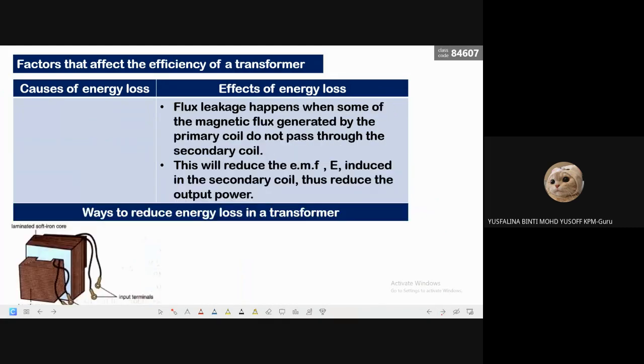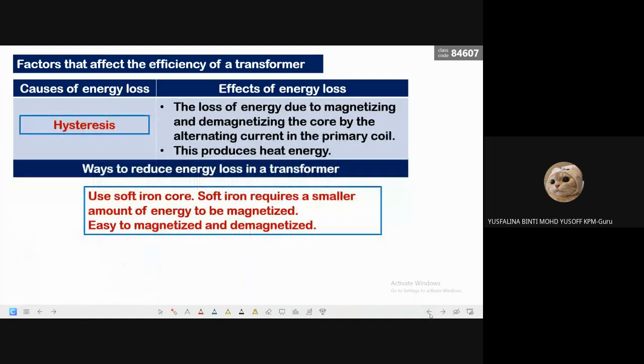Okay, then the next part is, oh sorry, hysteresis. Okay, the loss of energy due to the magnetizing and demagnetizing of the core by the alternating current in the primary core. This produces heat energy. Alright, for a soft iron core, when the current flows, it will be magnetized. Then when it stops flowing, because the graph is like this, right? So sometimes there will be current flow, sometimes there will be no current flow, right? So this is the loss of energy due to the magnetizing and demagnetizing of the core, alright? So the alternating current will produce heat energy.